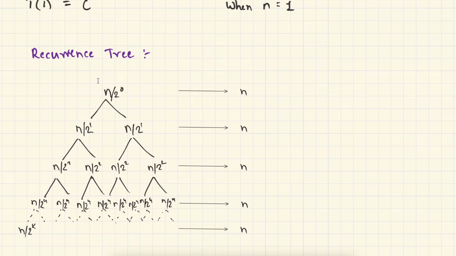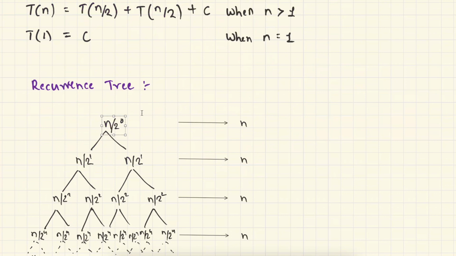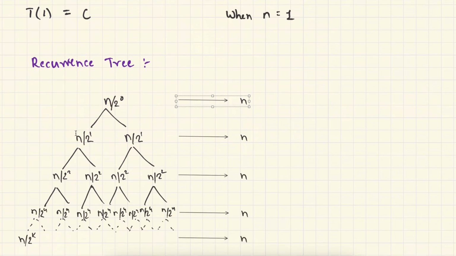Now let's construct the recurrence tree of this recursive call. When we first call this function, our input is n. We can write n divided by 2 to the power 0. And this function does some linear amount of work, and then makes two recursive calls. Now at this level also, this function is doing a linear amount of work. Why linear? Because we are dividing n by 2. So if we divide 5 by 2, it becomes 2.5 and 2.5, and when we add 2.5 plus 2.5, it becomes 5 again. So that's why at this level also we are doing a linear amount of work.